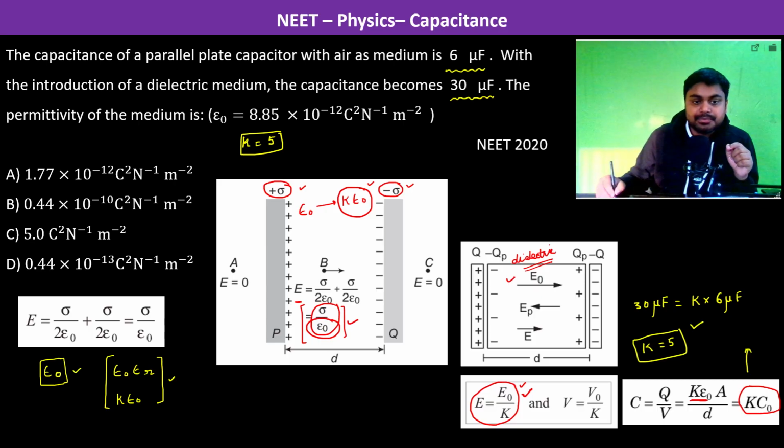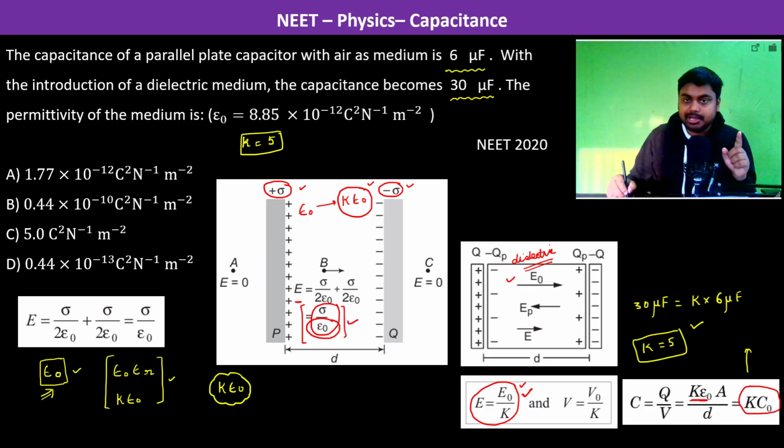Simply it is k into epsilon naught. Okay, this is the permittivity of vacuum or air, and this is the permittivity of the medium where the dielectric is there. So k into epsilon naught becomes 5 into 8.85 into 10 to the power minus 12. The units remain as they are.